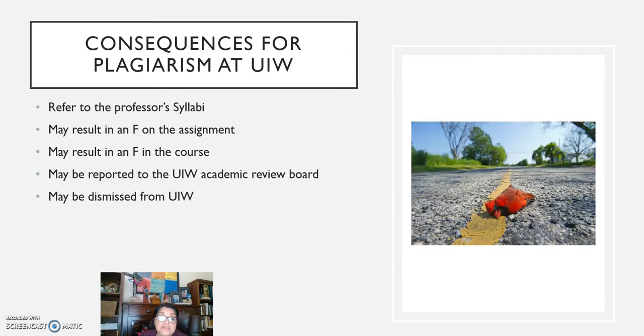Students who commit plagiarism may receive an F on the assignment, an F in the course, and it may be reported to the university's academic review board. And finally, the student may be dismissed from the university altogether.